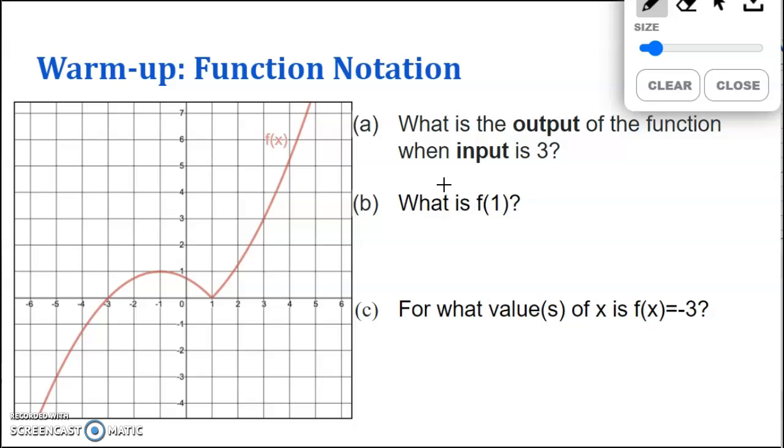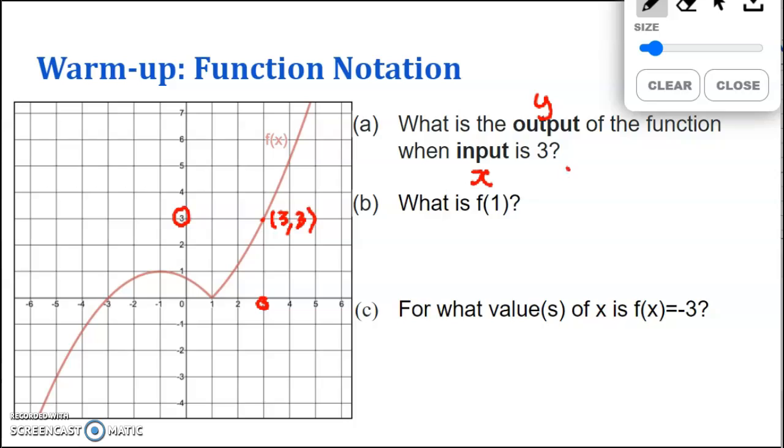What is the output? Output is really asking for what is the y value when the input is the x value. Input is 3, so the x value is 3. That means you go to the x-axis and go to 3. What is the output? That means what is the y value of the graph? It is right here. So it is 3. When x is 3, y was positive 3 as well.